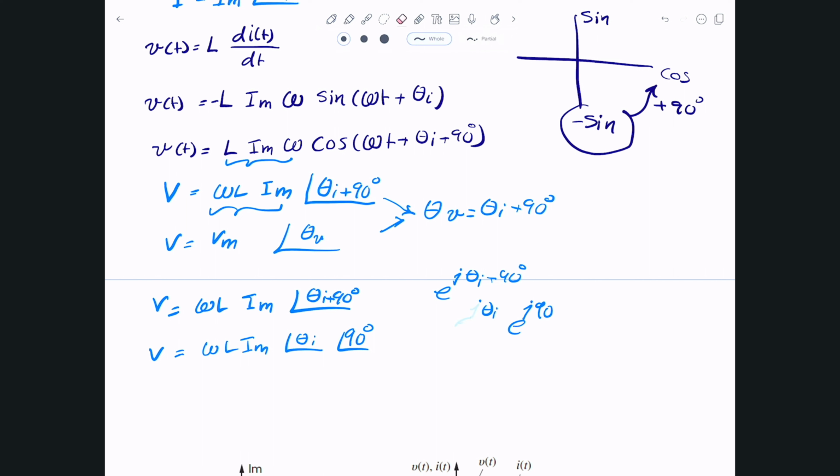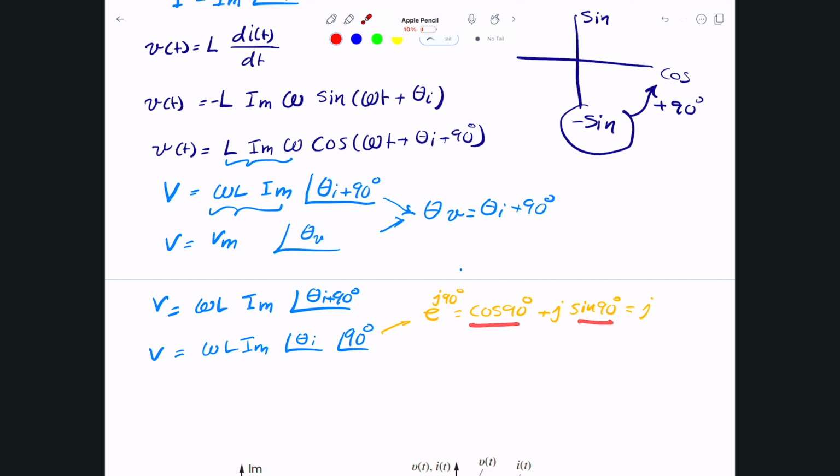Well, speaking of that, e^(j 90 degrees), let me just write it in here in different colors. So this one here is just simply e to the j of 90 degrees, which, if I write it using Euler's equation, is cosine of 90 degrees, which is 0, plus j times sine of 90 degrees. So this is just simply j, because this is 0 and this is 1, so what we end up with is just j. So let me just rewrite this one here. What you get is V is just simply j omega L I_M, and this is theta I.